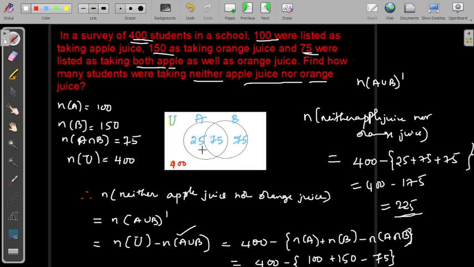So if you use the Venn diagram, the advantage is that if you have more sub questions, you can answer them quickly, whereas in the case of the formula, for every sub question you have to separately apply the formula. See, in case they ask you to find the number of students who take only apple juice, it is 25. If they ask you to find the number of students who take only orange juice, it is 75. So this way you can answer as many sub questions as are given in that question if you use the Venn diagram. That is the advantage of using a Venn diagram.